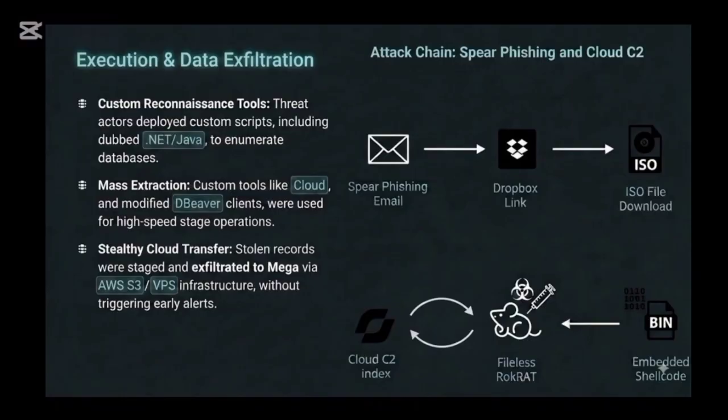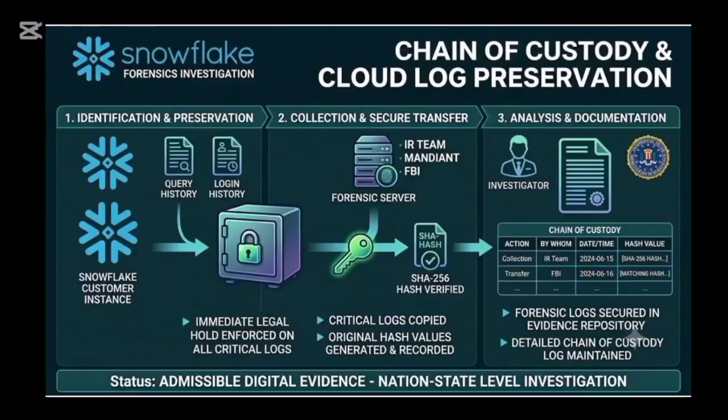The threat actors deployed custom Java and .NET scripts to enumerate databases. They used modified clients like DBeaver to read and stage data at high speed. Then they quietly exfiltrated the stolen databases to cloud storage like Mega using AWS S3 infrastructure.